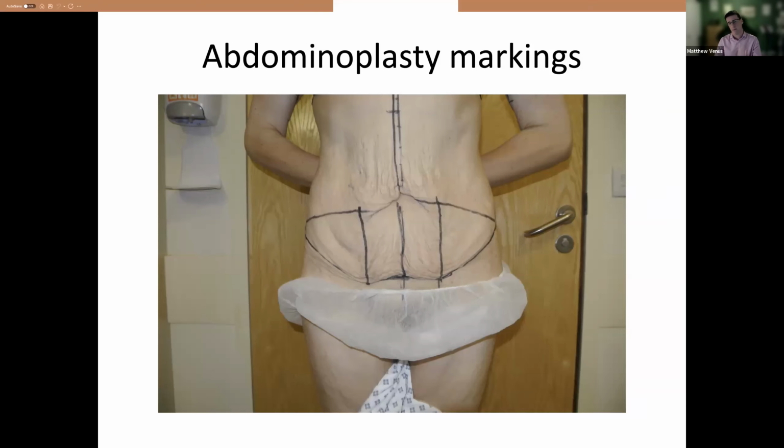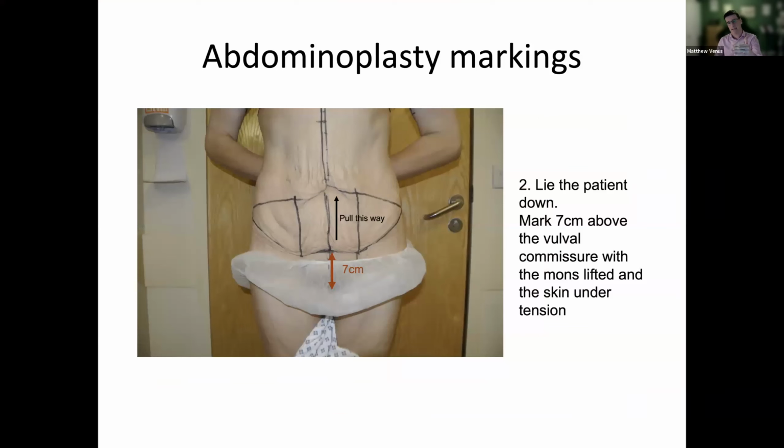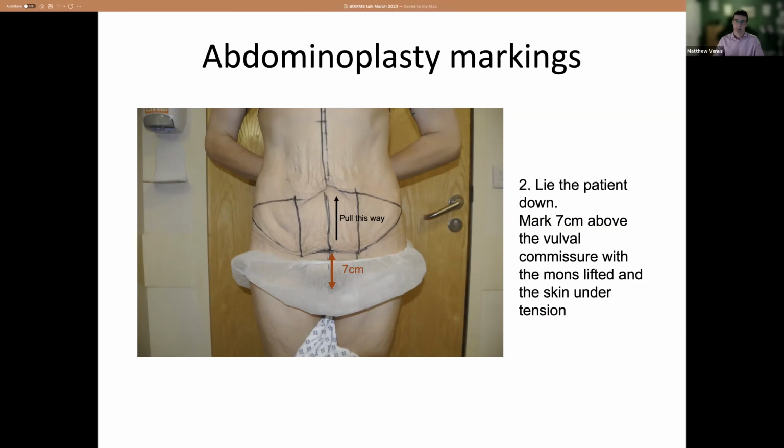And so what I do is I lift up the skin, and I mimic a Mons lift, measure about 7 to 8 centimeters from the vulval commissure, and that's where my inferior incision is, and that helps to lift up the mound. Patients don't often mention their ptotic pubic mound, except the men tend to, the women don't. But if you point it out, they go, oh yeah, I don't like that. If you can sort that out as well, that'd be really helpful.